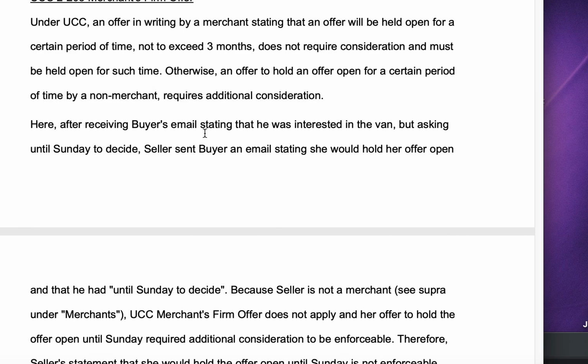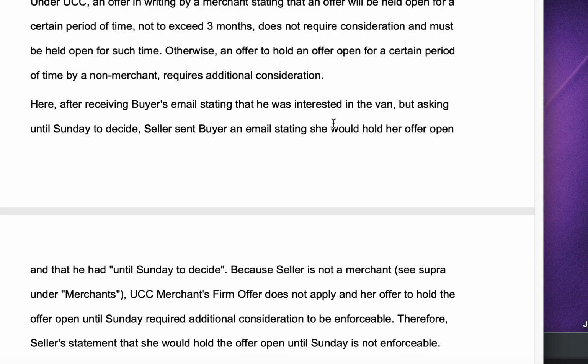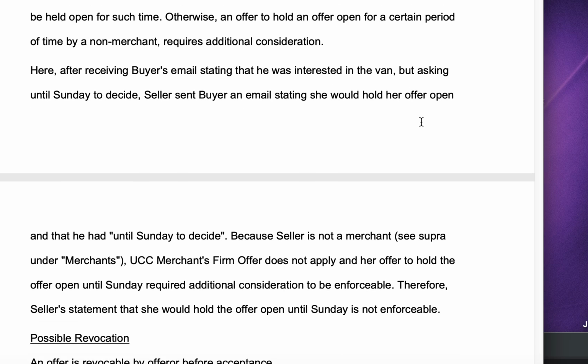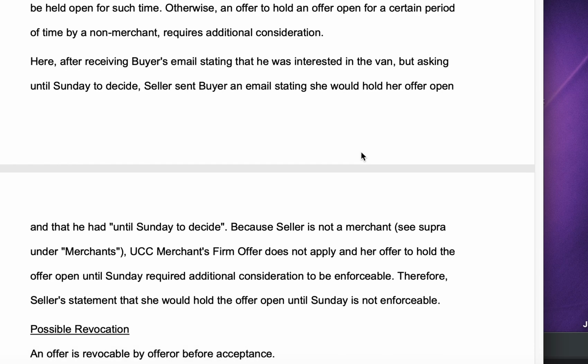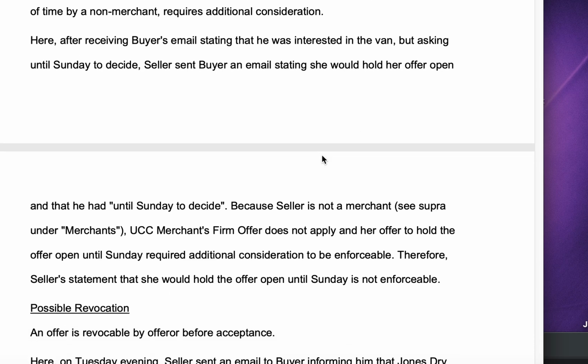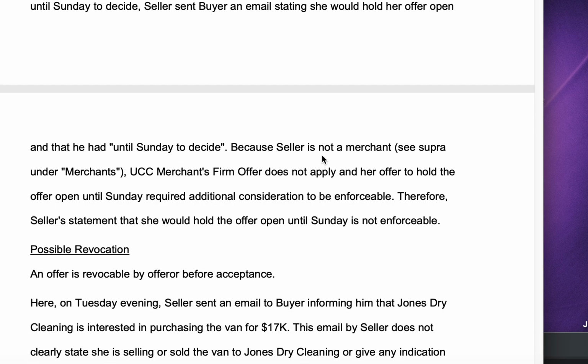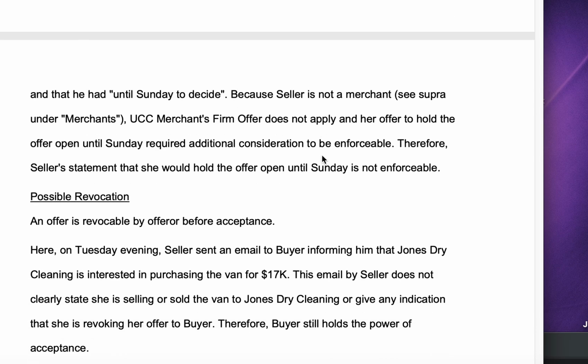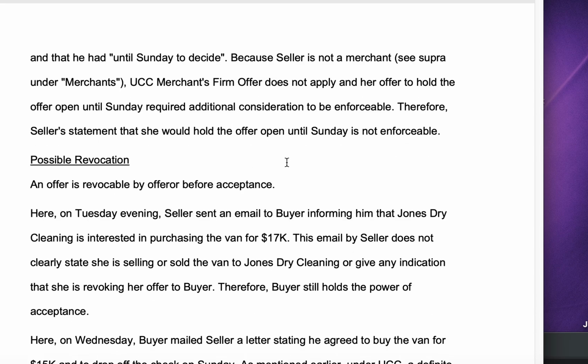So here, after receiving the buyer's email stating he was interested in the van but asking until Sunday to decide, it's not even a question of the mailbox rule, is it? Because it wasn't really an acceptance, right? Because on dispatch, possible revocation. An offer is revocable by the offerer before acceptance. The offerer is the master of the offer, right?